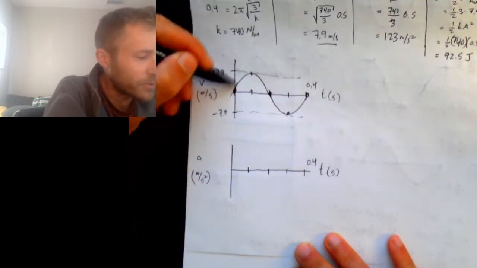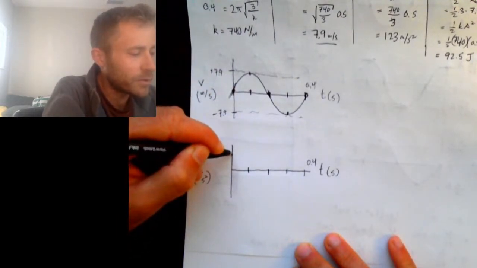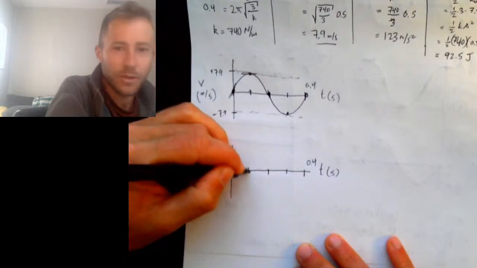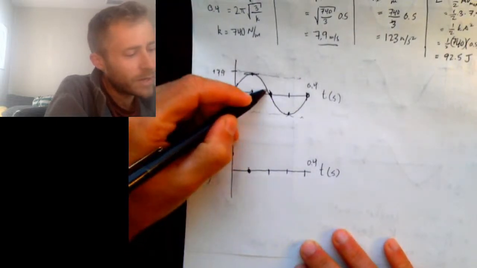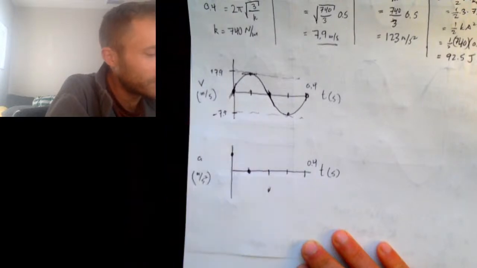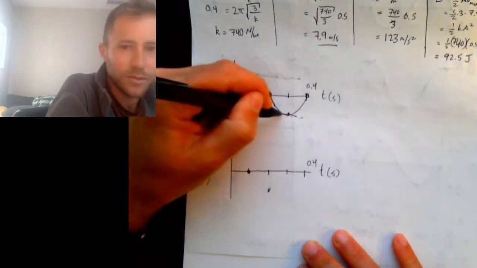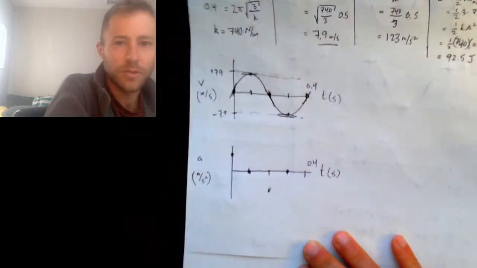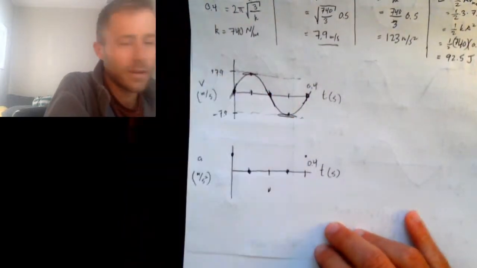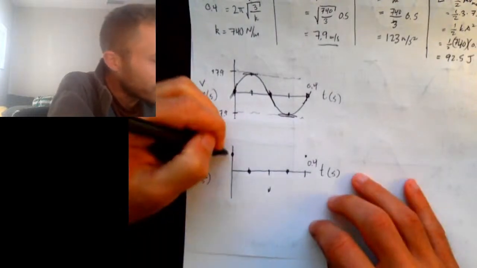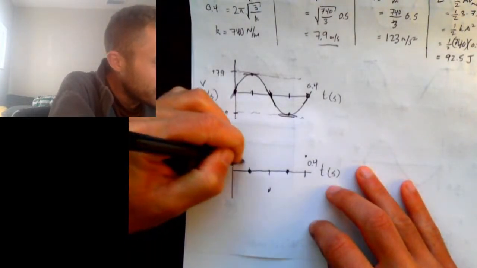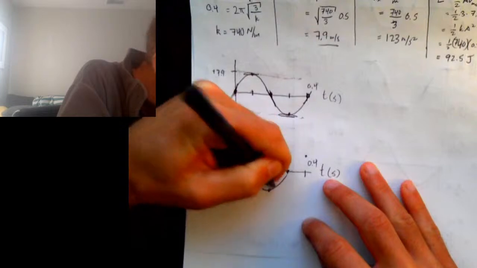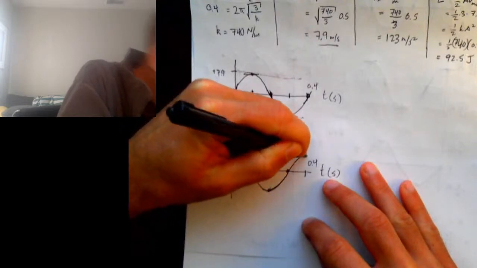So here I have a positive slope, so that means I have a positive acceleration. Here I have a 0 slope, so that means I have a 0 acceleration. Here I have a negative slope, so I have a negative acceleration. Here I have a 0 slope, so I have a 0 acceleration. And here I have a positive slope, so I have a positive acceleration. All right, I've got my 5 dots, so I connect them. Like that.